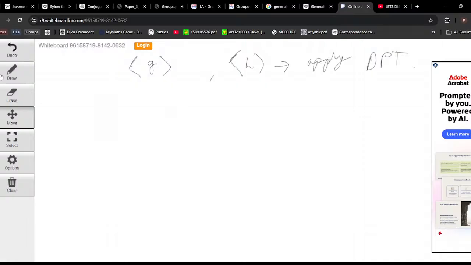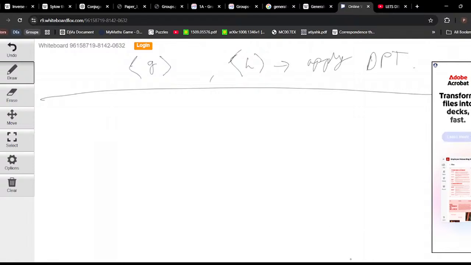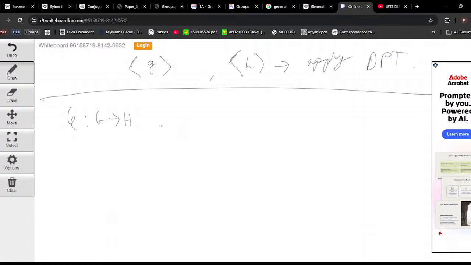Now, what was I going to say? I was about to discuss the kernel thing. I'm going to assume you know what the kernel is. All right, let's have a look. If we have a homomorphism phi from G to H, I claim that phi is injective if and only if the kernel of phi is trivial, equal to E.